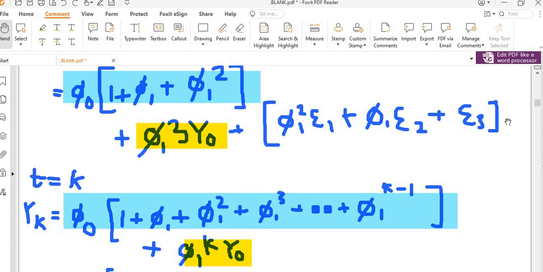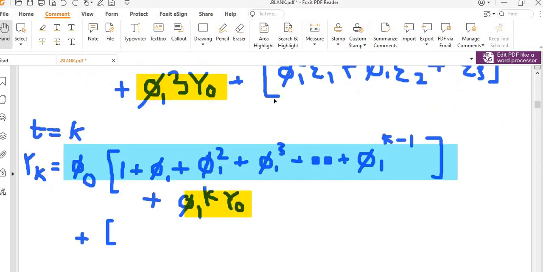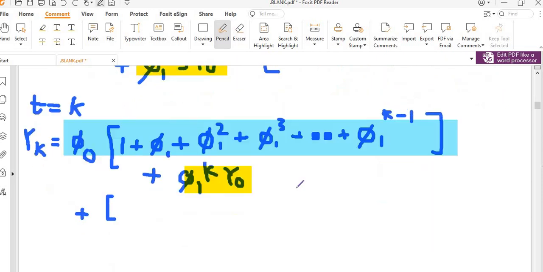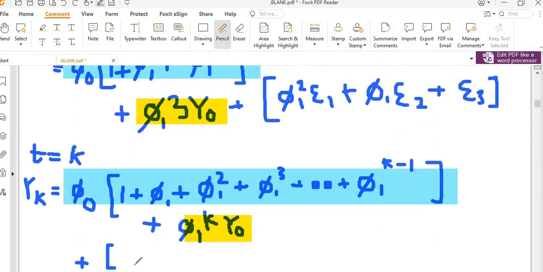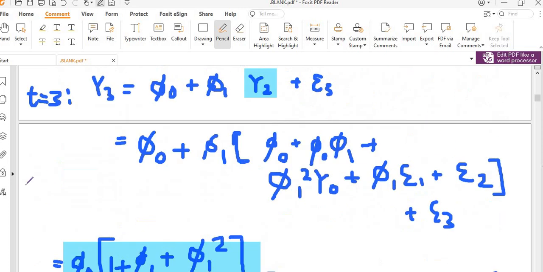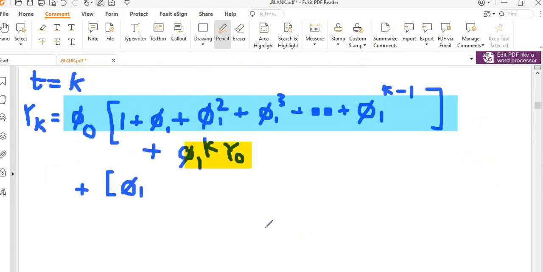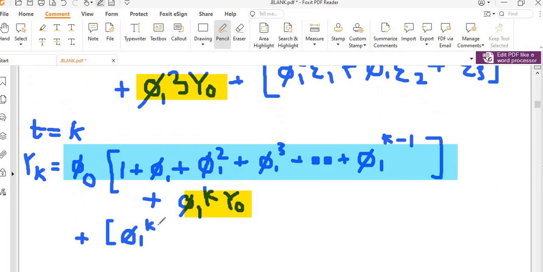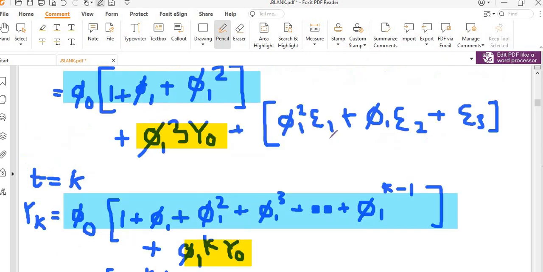So if we move in this direction, then the order for this subscript of epsilon will have to keep increasing, but the power for phi 1 will have to fall, right? So there are two ways of writing that. We can start with phi 1, and if it's t equal to 3, it starts from 2, so that means the power will start 1 period lag, so phi 1 to the power k minus 1, and then we have epsilon 1.